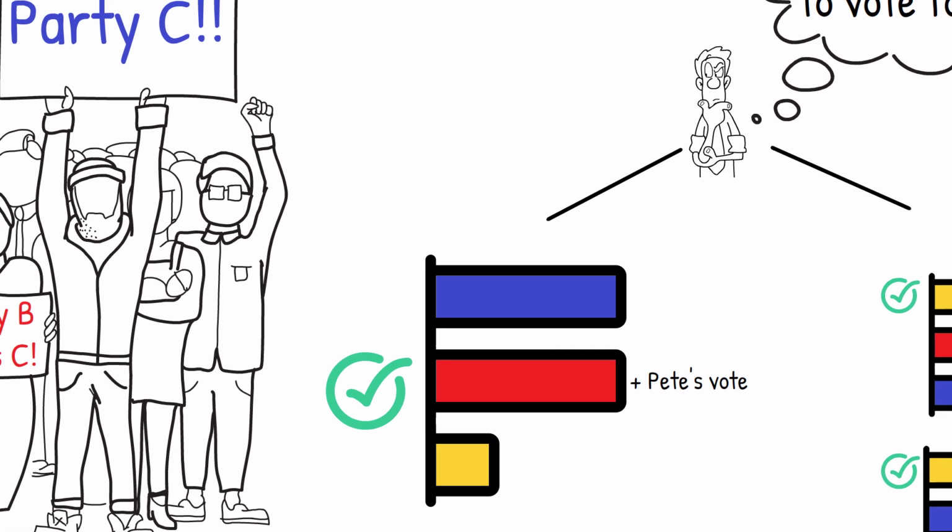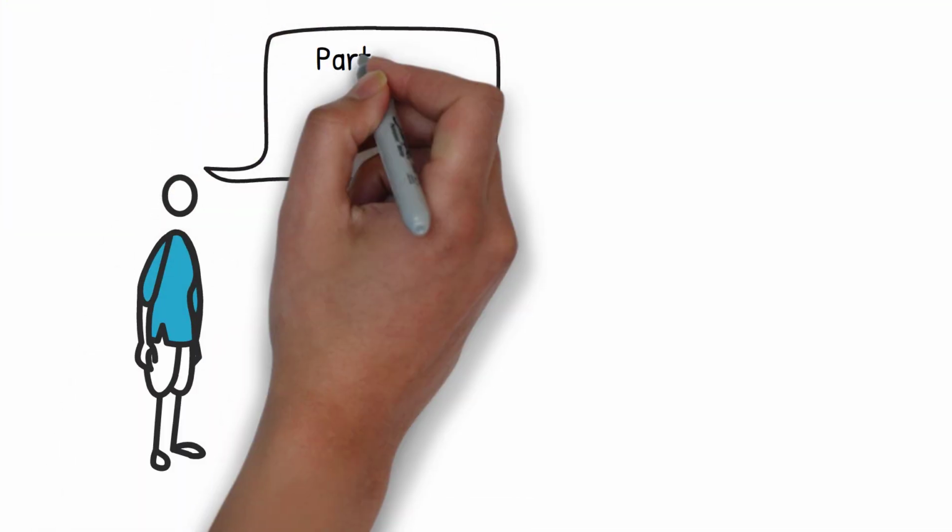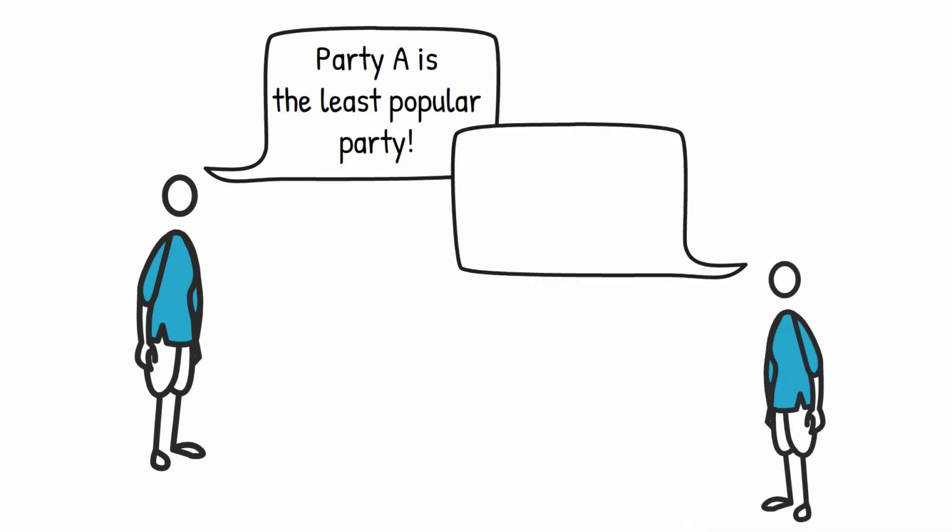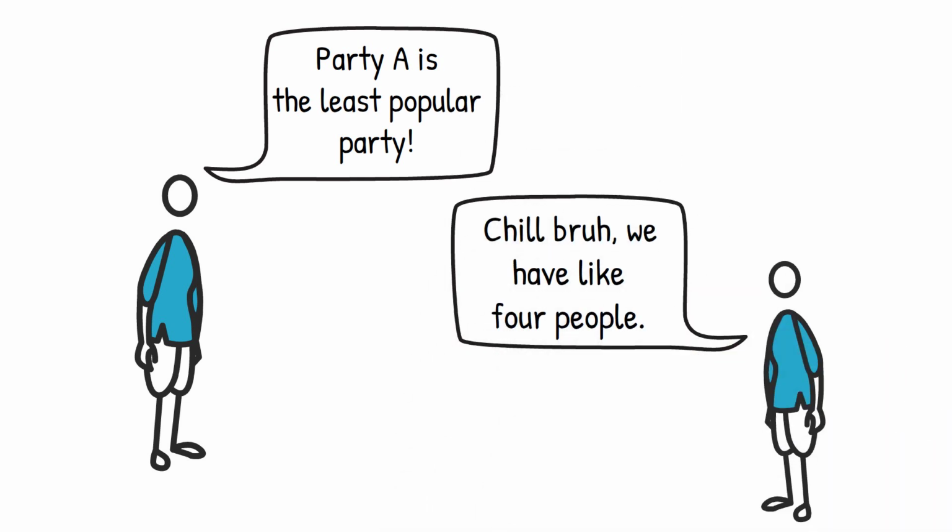You can imagine that which parties this tie occurs between will have a lot to do with the number of voters in Pete's district. If Pete lives in a voting district with 4 voters, then Party A has a decent chance of getting the most number of votes while tying another party despite being the least popular party.